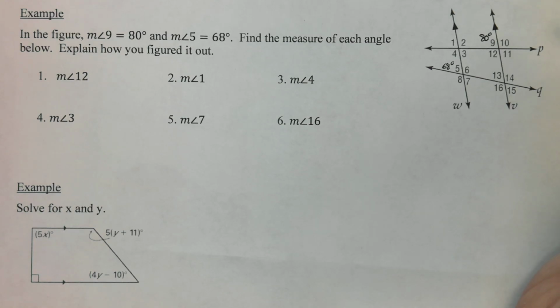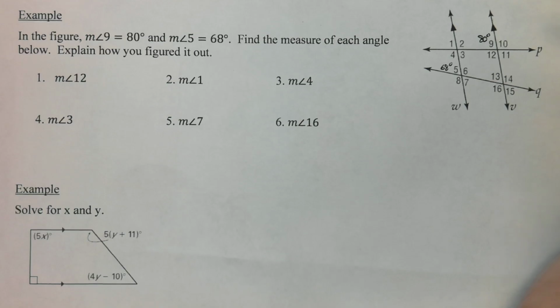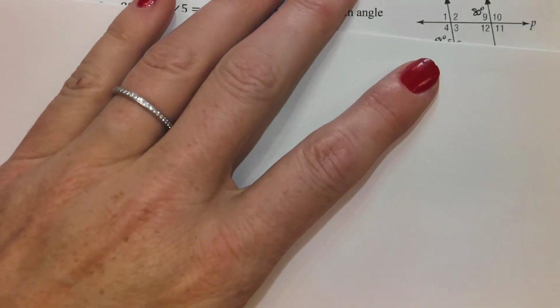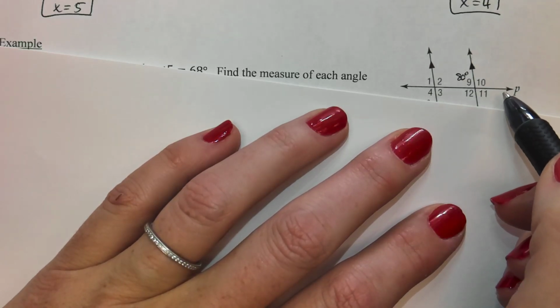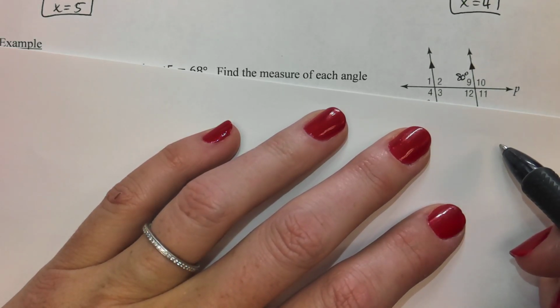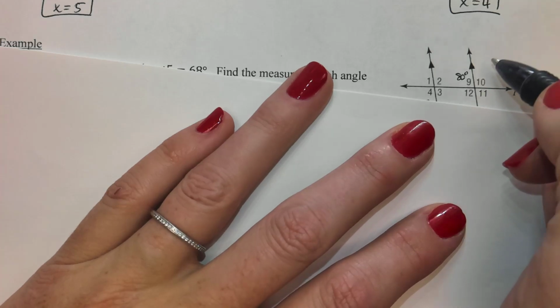So I'm actually just going to cover up, looking for a blank piece of paper. I don't have one. Here we go. I'm actually going to cover up this part. I only get to use the parallel lines and one transversal at a time. So I'm just covering up the other transversal so I don't see it.